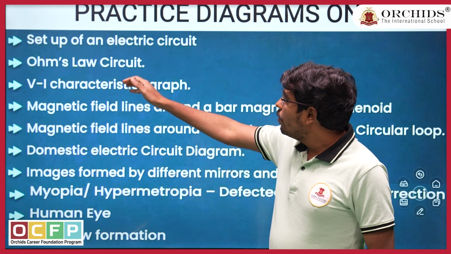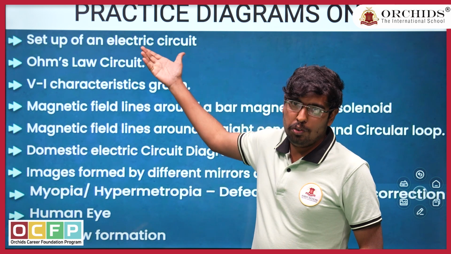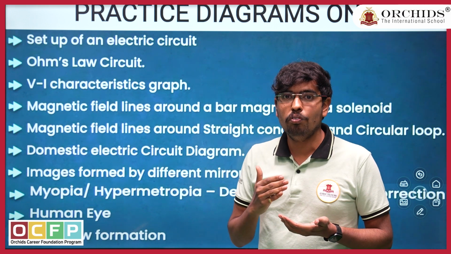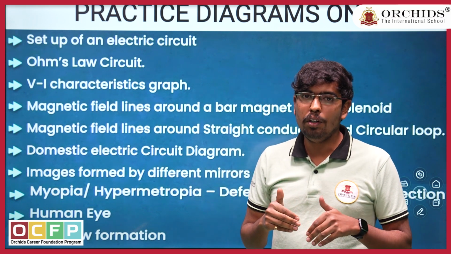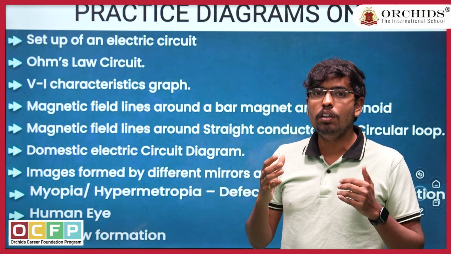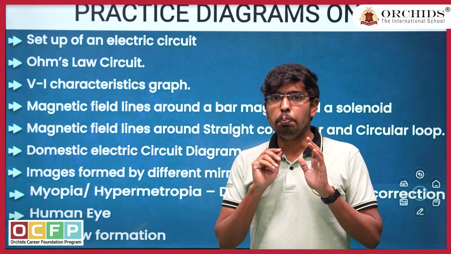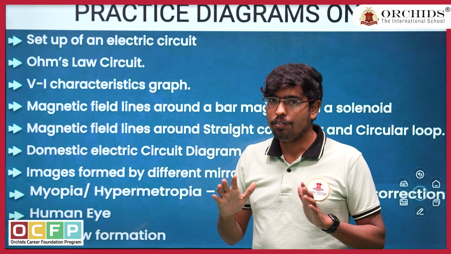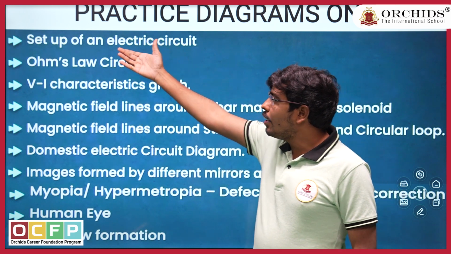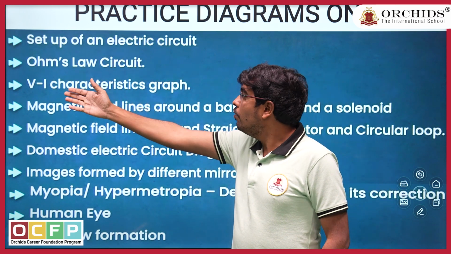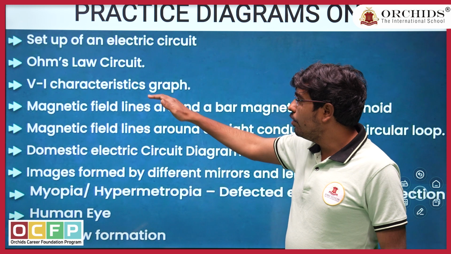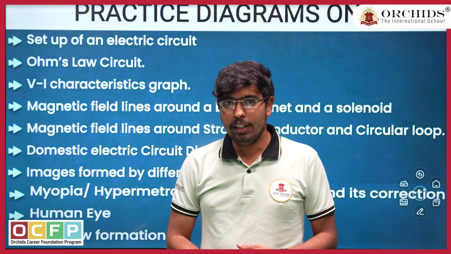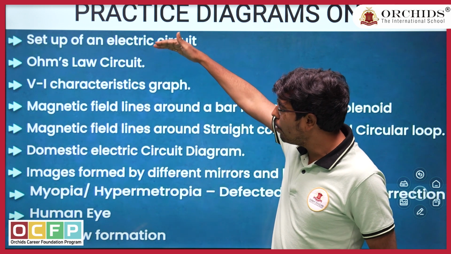For example, they can ask an electric circuit. Here you should be aware of every symbol which you are using. For example, for a key, what symbol you are using; for a plug, what symbol; for resistance, the symbol should be clear in your mind. Then use a pencil and scale and draw it neatly. So the electric circuit, Ohm's law circuit, and VI characteristics graph are concepts that have been repeated most of the time in the board examinations. So concentrate on the diagrams from these three.